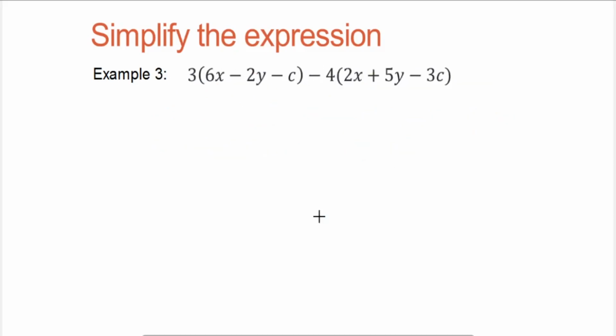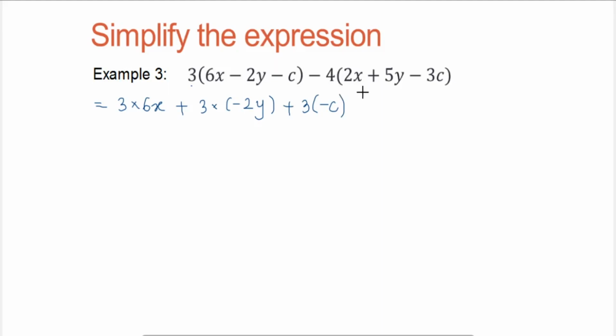Let's move to the third example. Now you can observe that this has brackets as well. So first we will apply the distributive property. That is, we will first multiply the factor of 3 with all the terms inside the bracket. Let's do that. 3 times 6x and plus 3 times minus 2y plus 3 times negative c.